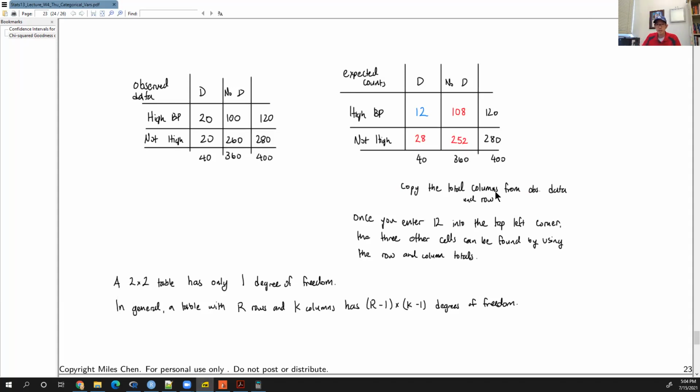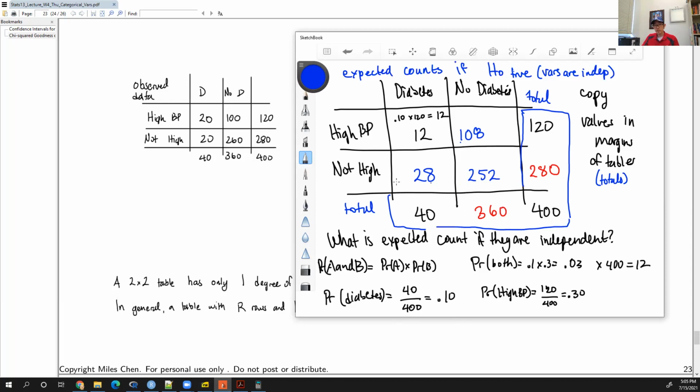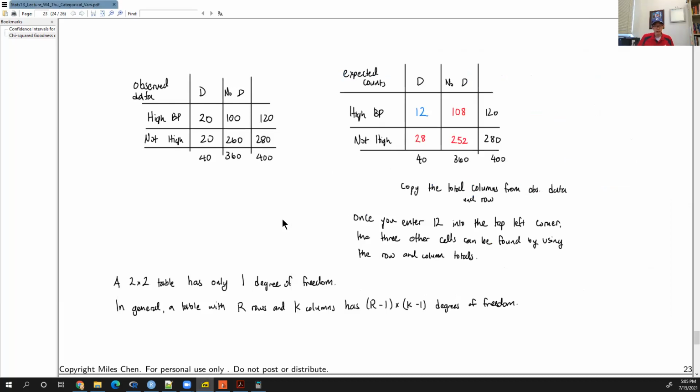I filled this out and said that once you enter 12 into the top left corner, the other three cells can be found just by using the row and column totals. This illustrates something: if somebody asks how many degrees of freedom a 2 by 2 table has, a 2 by 2 table has only 1 degree of freedom. That's illustrated by the fact that as soon as I put one number in, the other three numbers had no freedom to be anything else.